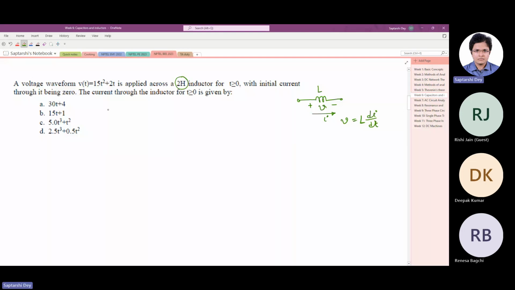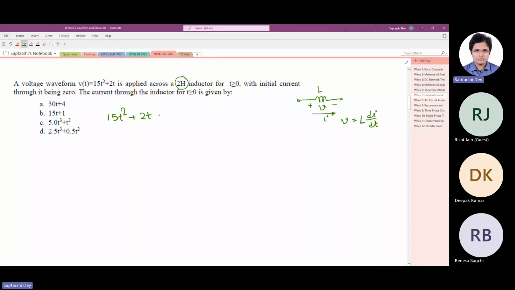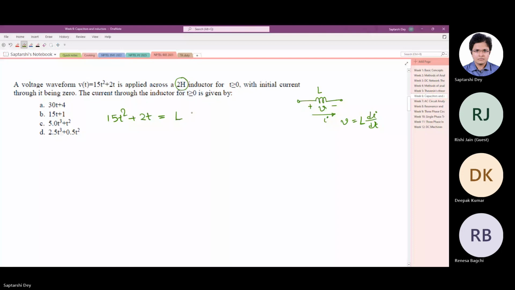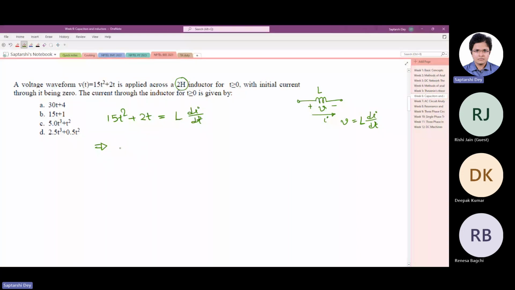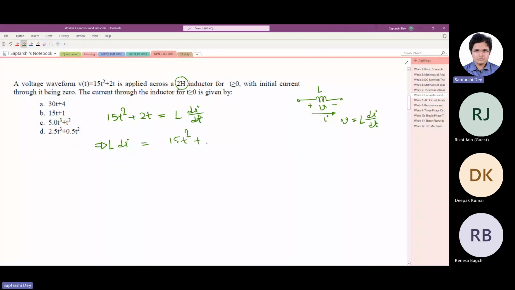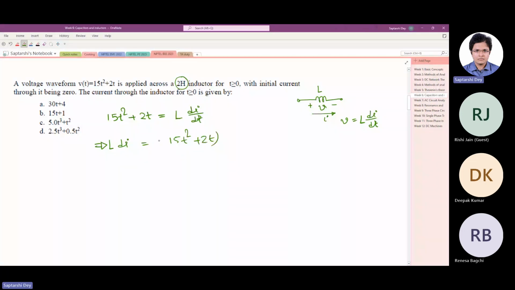Now what we can write is 15t squared plus 2t equals L di/dt. We have been asked to find the current expression. So what we will write is L di equals (15t squared plus 2t) dt. Now we have to integrate.